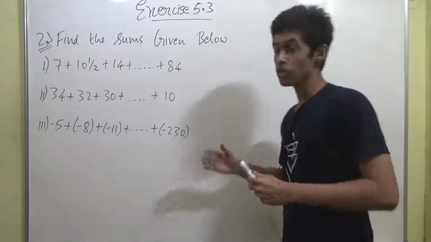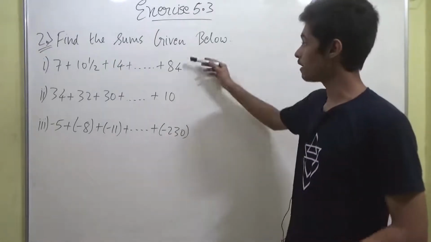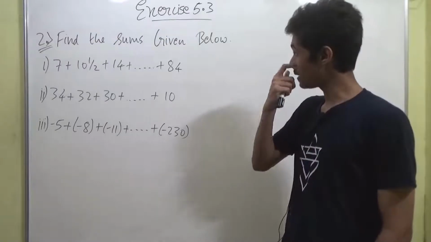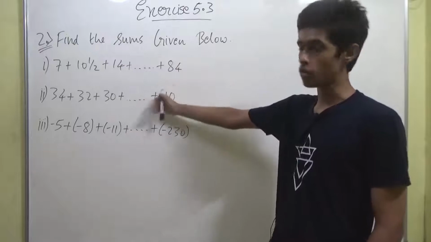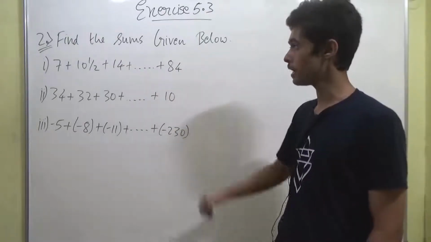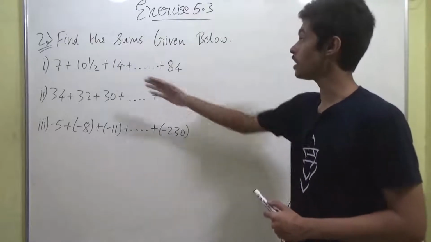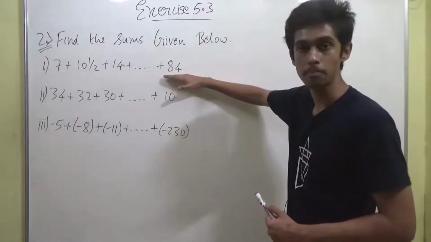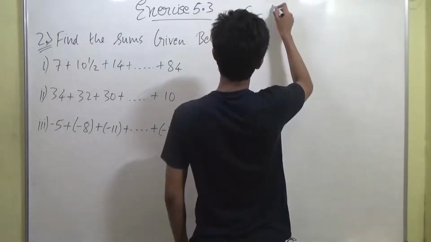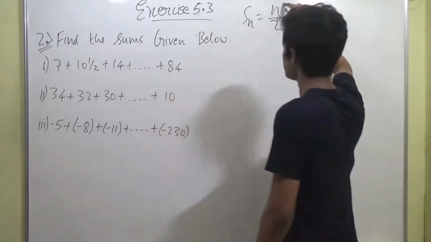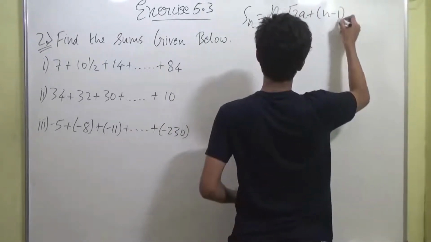Okay guys, now let's go to question number 2, which says find the sums given below. So they have given us 3 sub questions guys, and we have to find the sum of the AP basically. All these 3 questions are of AP. The catch here is guys, they have not given us n, that is how many terms are there in this AP, right? To find the sum of n terms in AP, we need n, right? In this formula, we have n by 2, 2a plus n minus 1 into d.